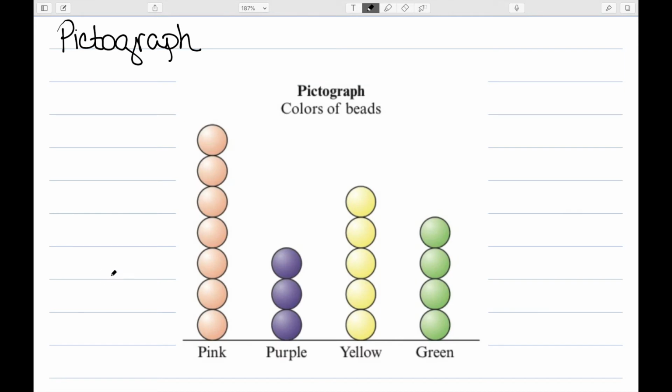A pictograph is very similar to a real graph, except that it uses icons or pictures of objects instead of the actual physical objects. If we consider the example that we just dealt with, the beads that we had drawn out and built the real graph with, this would be a pictograph. Instead of using actual beads, we use circles to represent the beads.